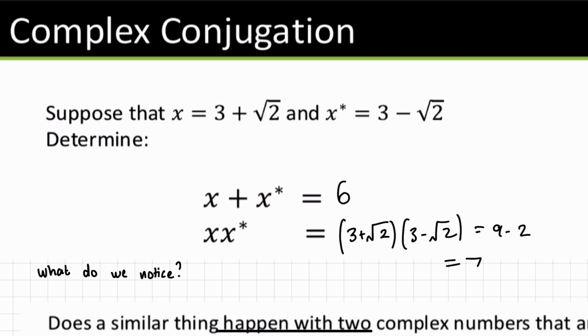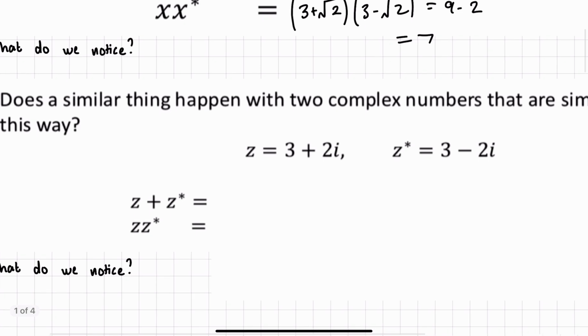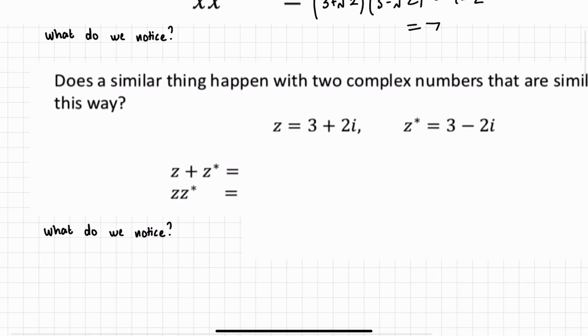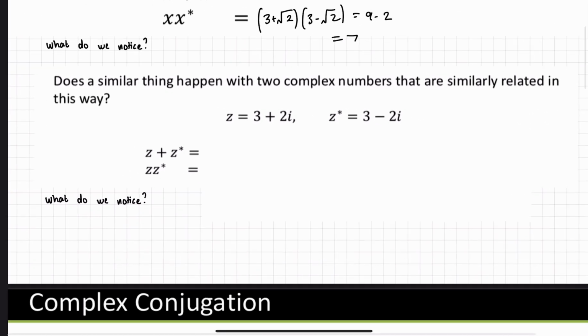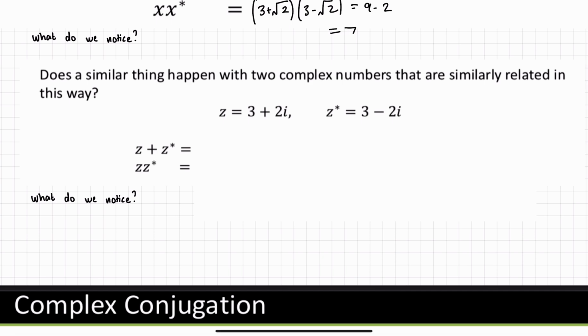So when we're looking at dividing by some sort of complex numbers, we can essentially rationalize it, but in this case we're going to get a real number out of it. So let's look at two examples. We've got two complex numbers that are similar with this conjugation, 3 plus 2i and 3 minus 2i.